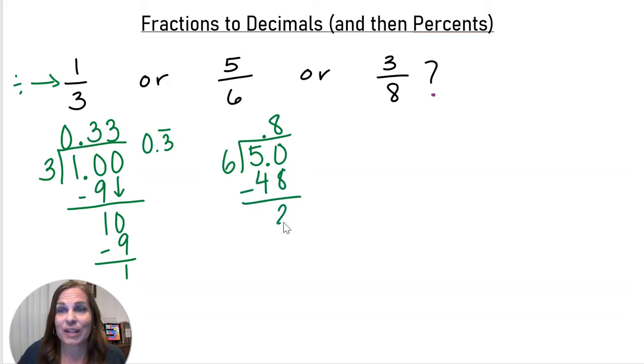50 minus 48 is 2. So I'm going to keep my division problem going. 6 into 20 goes 3 times. 6 times 3 is 18. I get a 2 again.